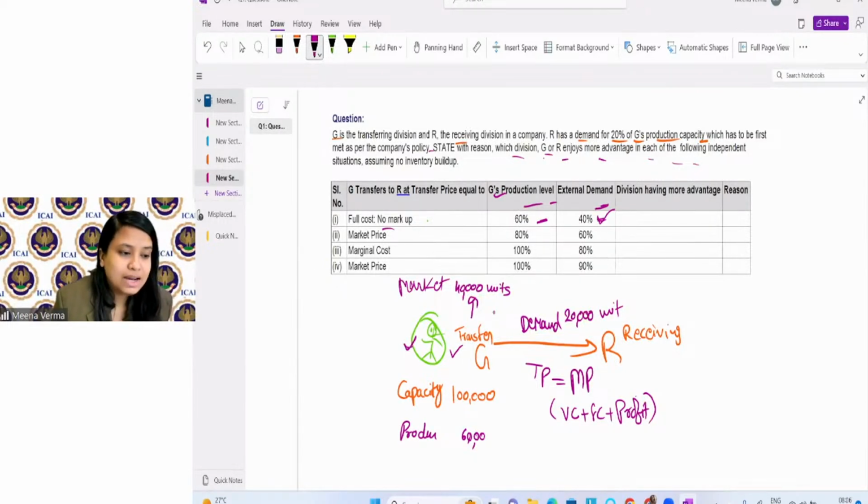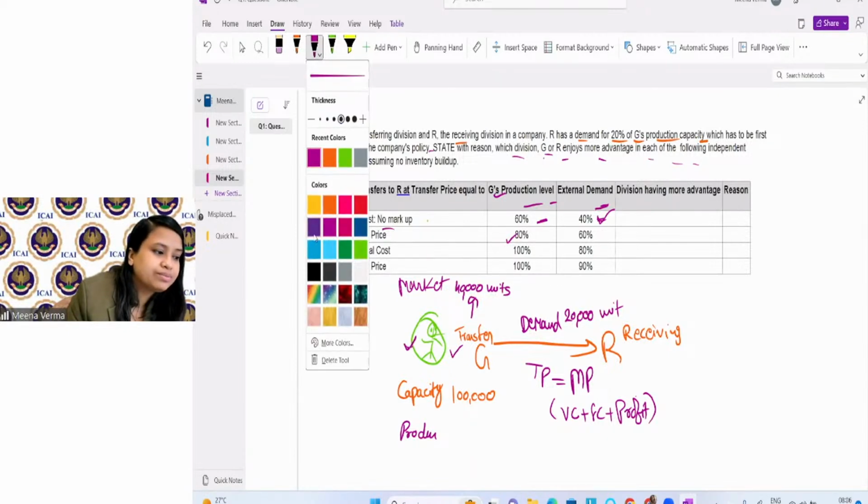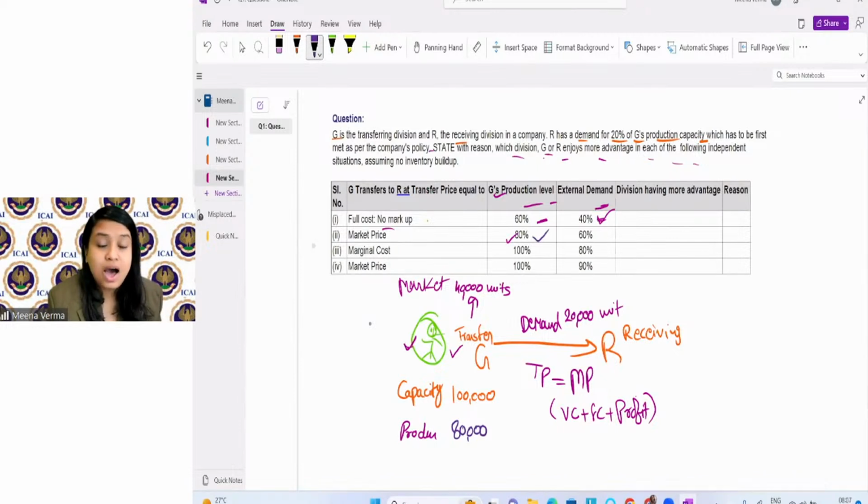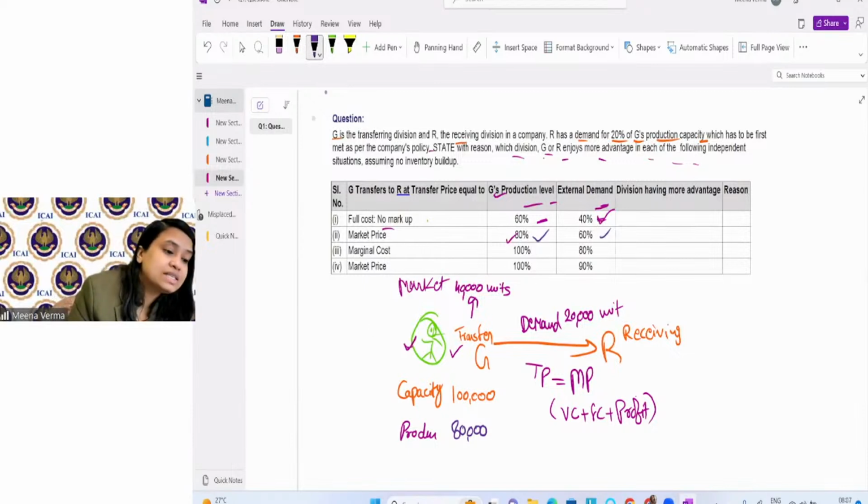Now the point is the production level. This manager can produce a maximum of how many units? 80,000. This manager can produce a maximum of 80,000 units. Out of the 80,000 units, the demand outside is what? Only 60,000.